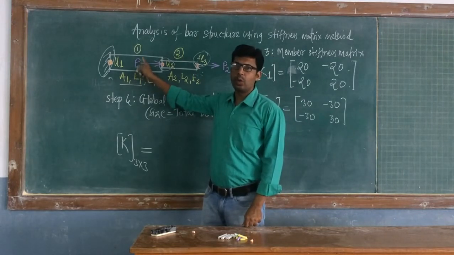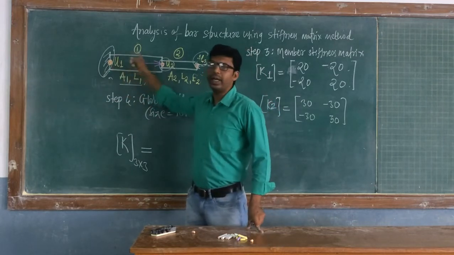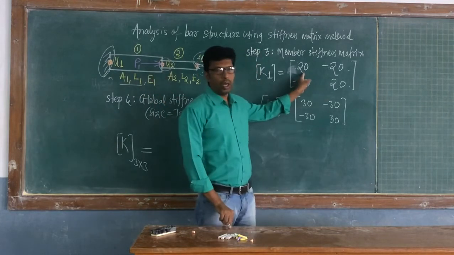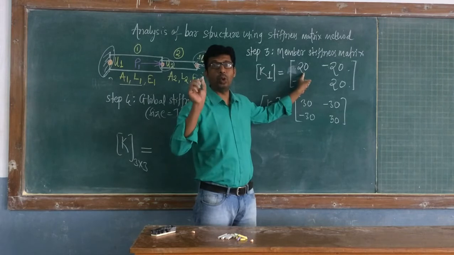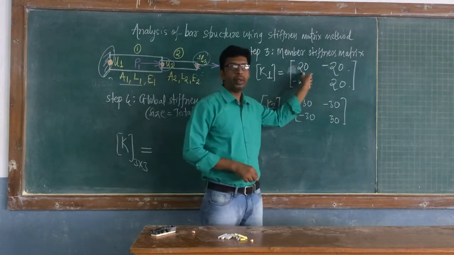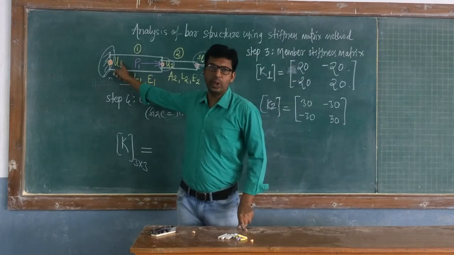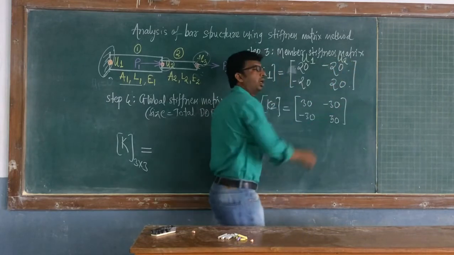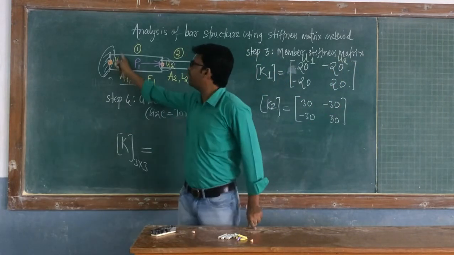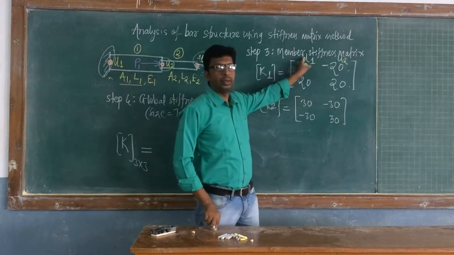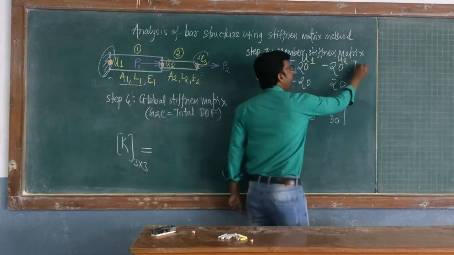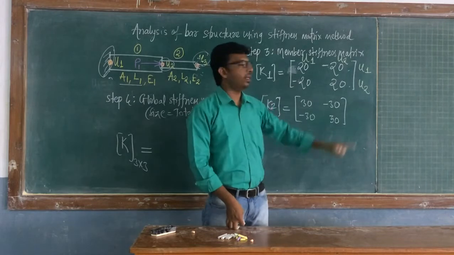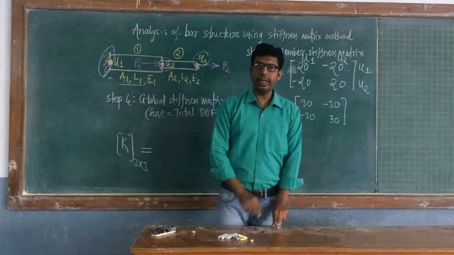So K1 is the stiffness matrix of the first member. The first member represents the displacements U1 and U2. So the first column of the stiffness matrix always corresponds to the left joint. The left joint represents the displacement U1. So here it is U1, and on the second column write down U2. Always write the left displacement as the first column and then write displacement U2. Write the same on the right part of the stiffness matrix: U1, U2.